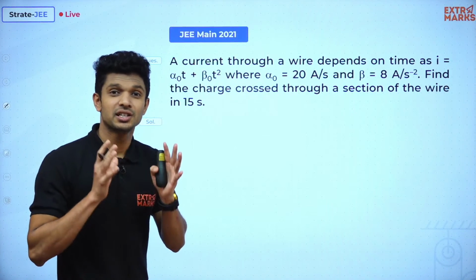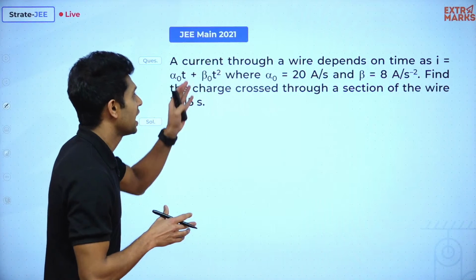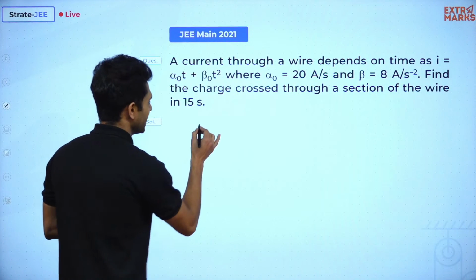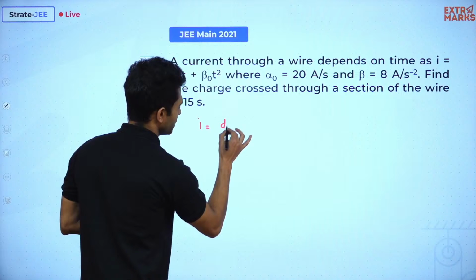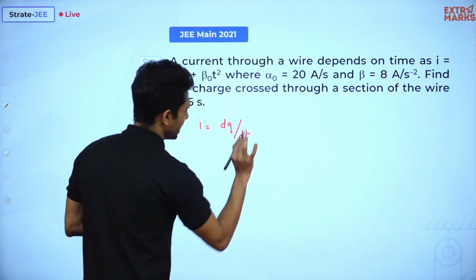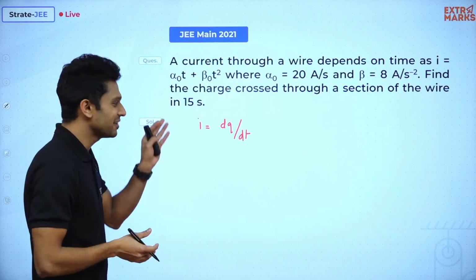So we have read the question. What do we have to find out? Charge, isn't it? And how to get charge from current? Write it down, everyone. I is equal to dq divided by dt. Rearrange it and find out the value of charge.